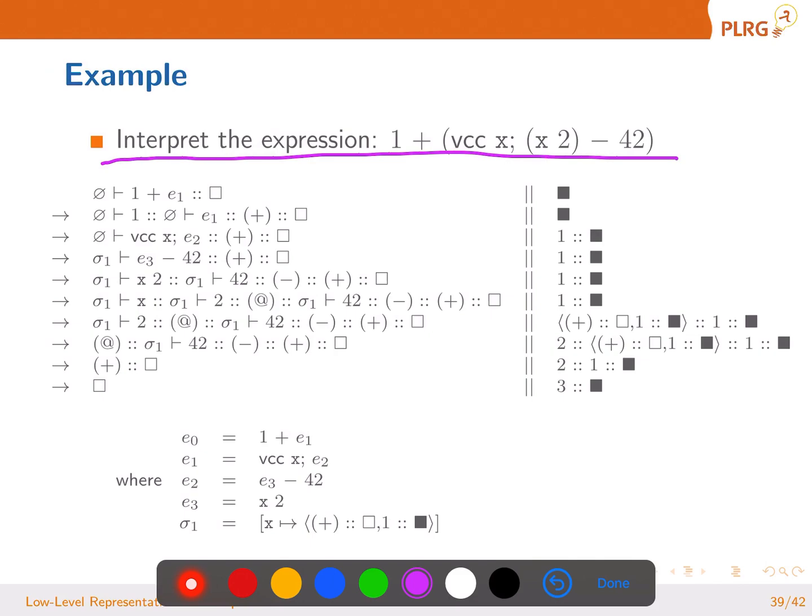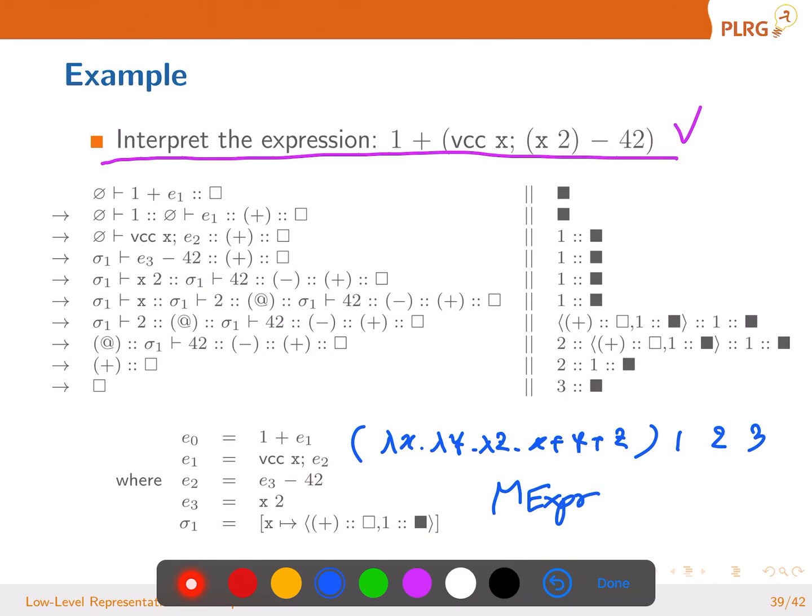Do this by yourself. When I say this lambda x dot lambda y dot lambda z dot x plus y plus z and apply, write your parentheses, right? And compile this, translate that to mx per, and then interpret that mx per expression. Whatever I'm saying, you'd better do that. That's gonna save you for the final exam.